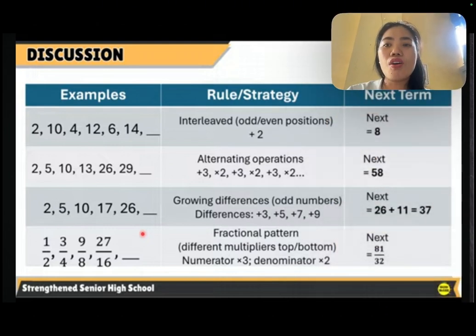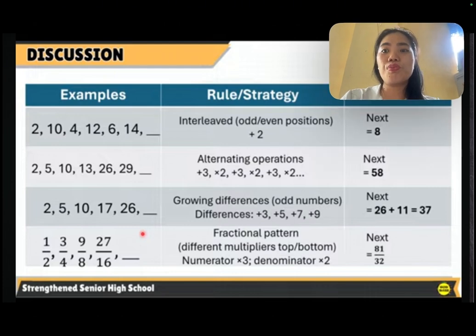Okay, and the next is 1/2, 3/4, 9/8, 27/16. Then find the next term. Let's analyze and figure out the rule or strategy. You have here a fractional pattern with different multipliers for top and bottom: numerator times 3, denominator times 2. Therefore, the next term will be 27 times 3, that's 81, and 16 times 2, that's 32.